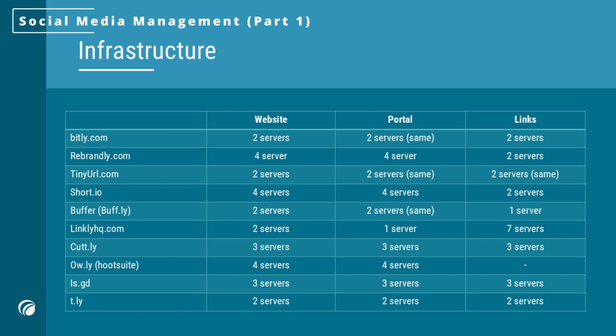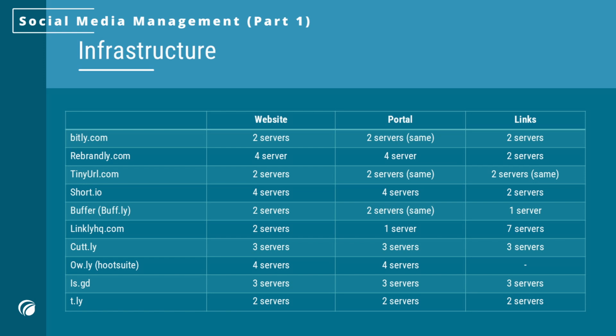Short.io, they have 4 website servers and 4 portal servers, and have 2 servers that respond to Short.io, which is Amazon hosted. Buffer, Buffly. They have 2 website servers and 2 portal servers, which are the same. And they have 1 Buffly server, which is Cloudflare hosted. Linkly HQ. They have 1 website server and 1 portal server. And they have 7 servers that respond to linkly.link, which is Cloudflare hosted.